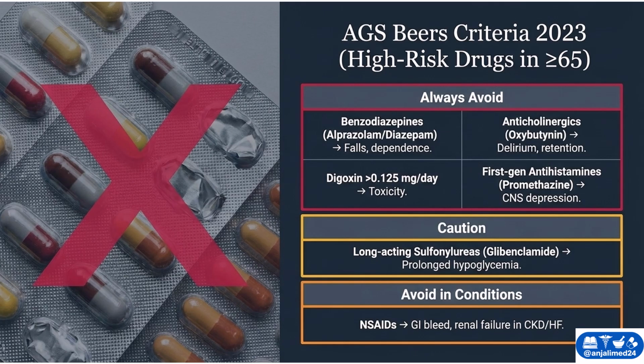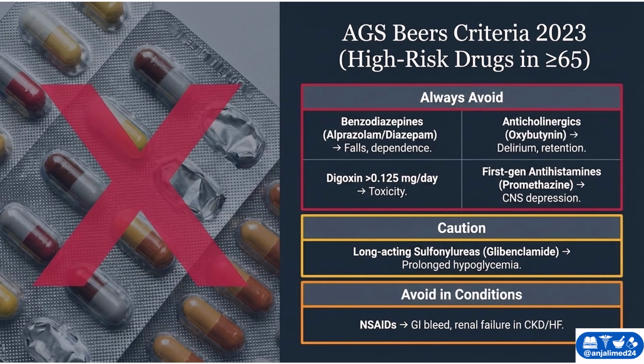Next are the anticholinergic medications, including drugs like oxybutynin. These are medications that can trigger delirium, urinary retention, constipation, blurred vision, and severe cognitive decline. Older adults are especially sensitive to anticholinergic burden, particularly those with dementia or frailty.